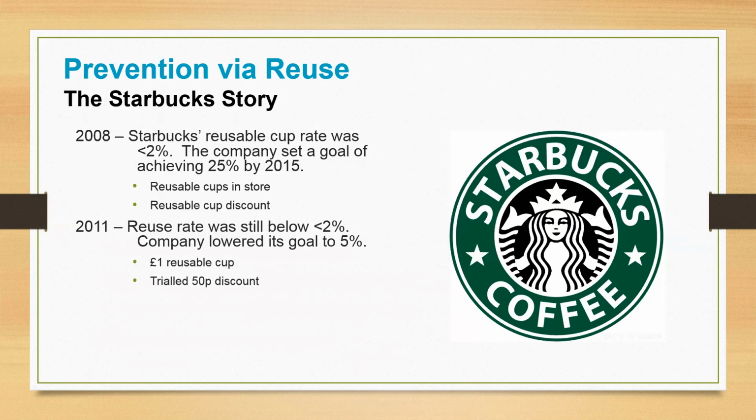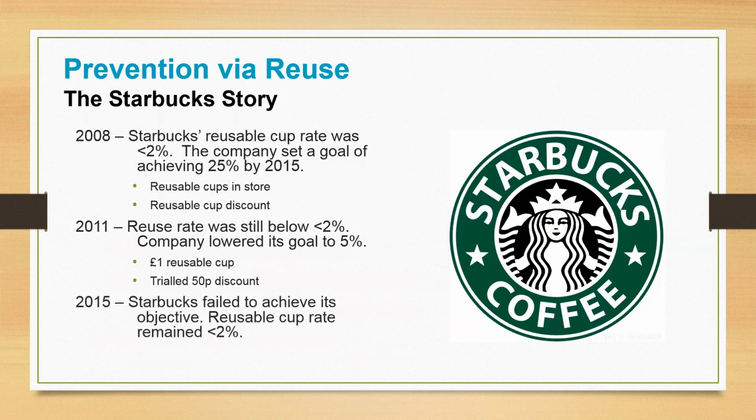And yet, when 2015 came along and the end of the target, the reusable cup rate still remained below 2%, and Starbucks had simply failed to achieve its objective, even its revised objective. So that's the first indication that discounts are not working.